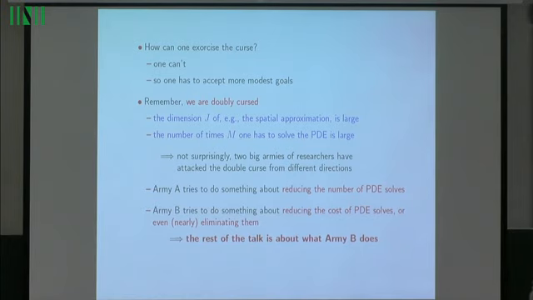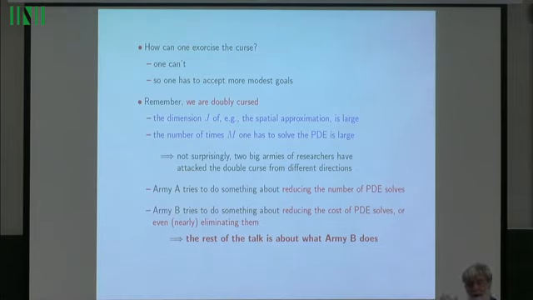So how can one exercise the curse? Well, one can't. You have to accept more modest goals. And remember, we're doubly cursed. The dimension of the spatial approximation is large. That makes each approximate solution of the PDE expensive. And the number of times you have to solve the PDE is large.